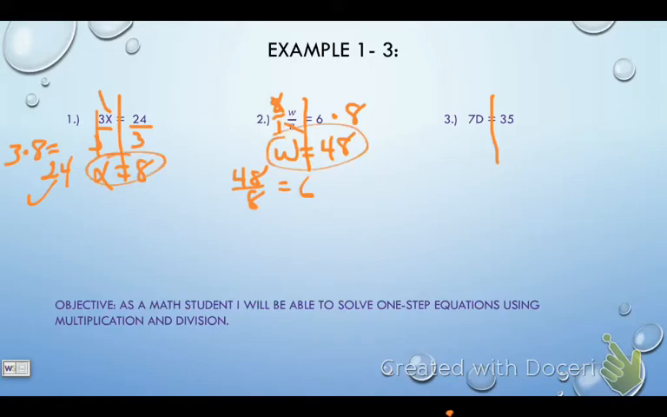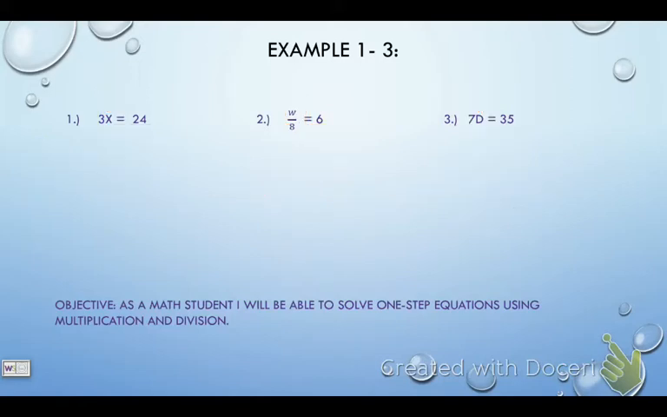All right, next one. Here we're multiplying, and so to undo multiplication, we want to divide both sides. We want to identify where our variable is. Right there it is. Since this is multiplied, to undo it, we're going to divide both sides by 7. That creates a variable by itself, and on this side, 35 divided by 7 is 5. There we go, ladies and gentlemen. Boom, got it.